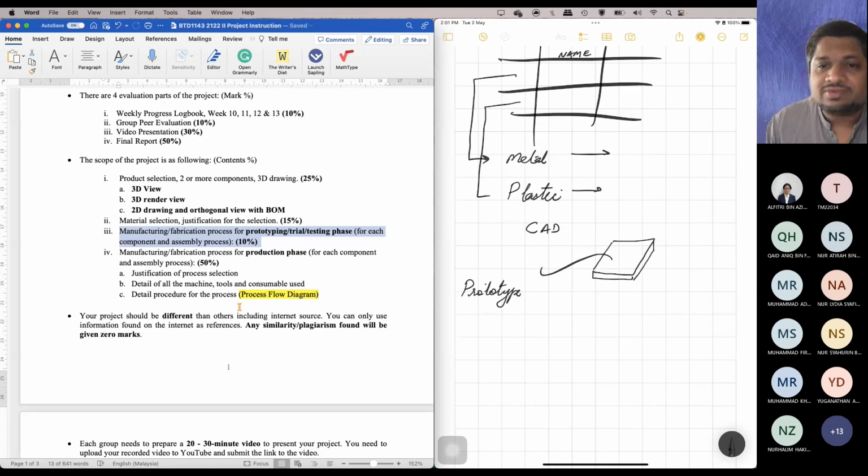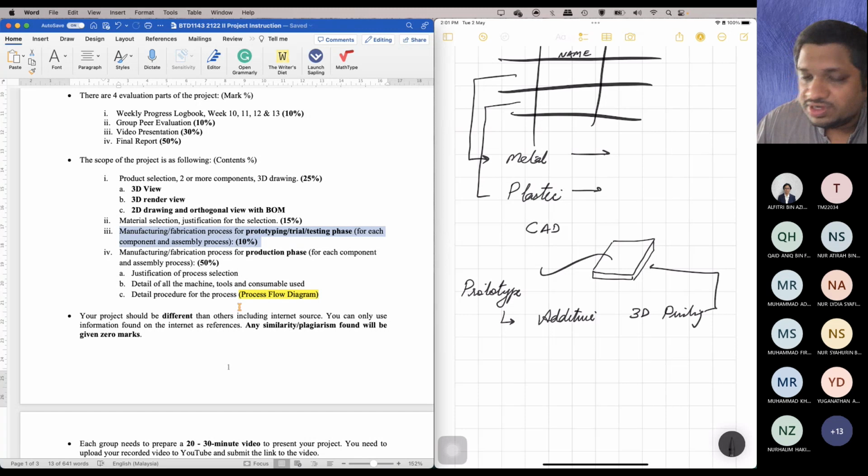What is prototyping? Prototyping is basically additive manufacturing or 3D printing. Before you put your product in a market, before you create mass production of a product, you are going to create a rapid prototype or a 3D prototype of the product using 3D printing technique.